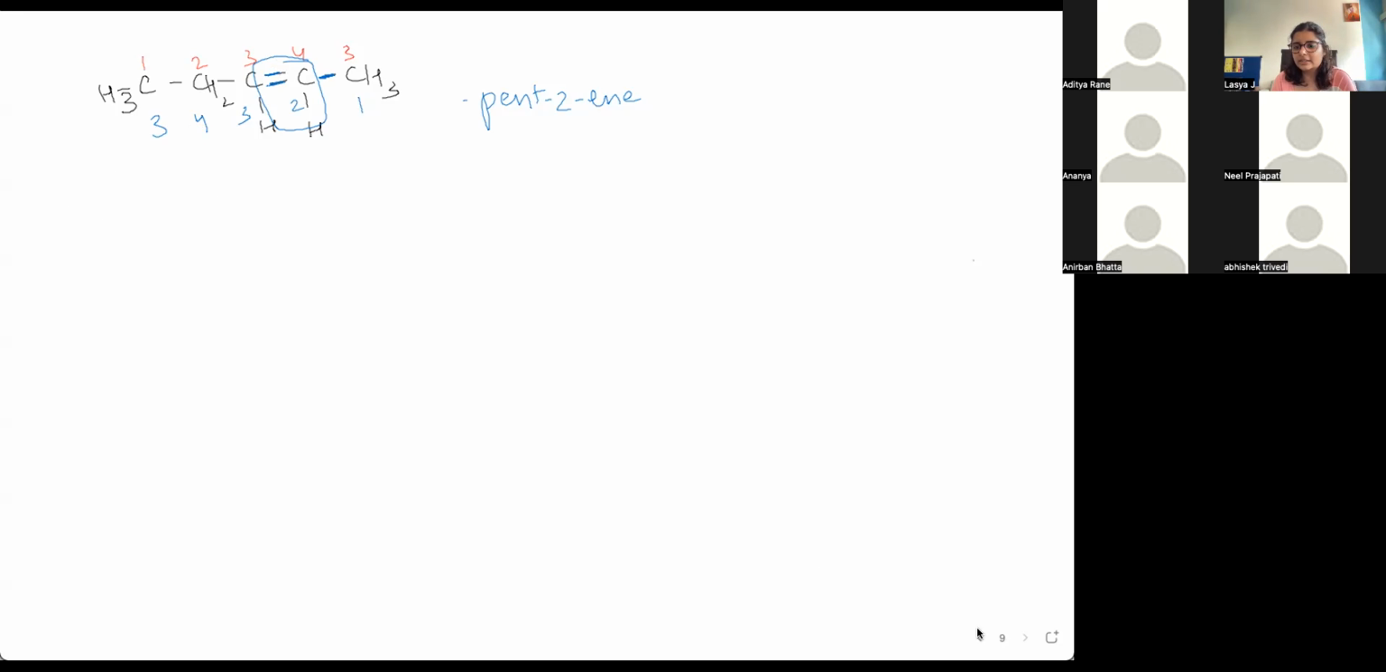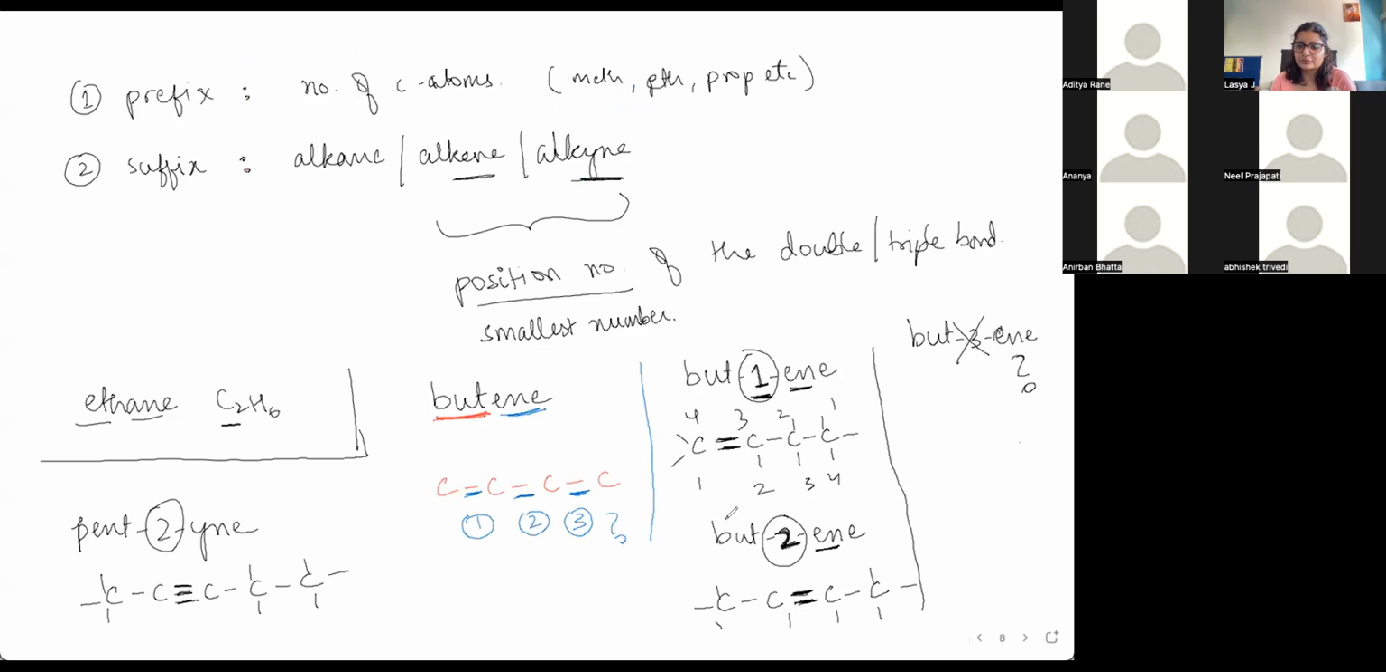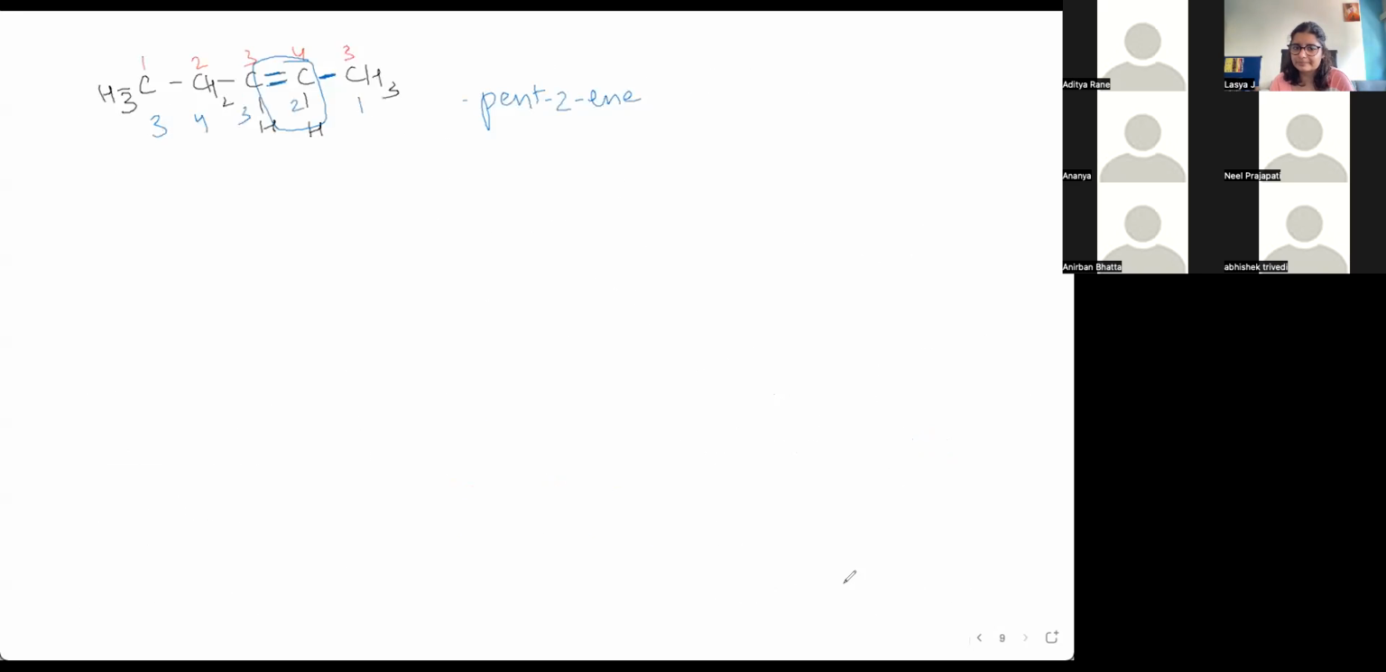So this is another type of isomerism. You can see both of them have the molecular formula C4H8, but structurally they differ in where the double bond is. So that's another form of isomerism.